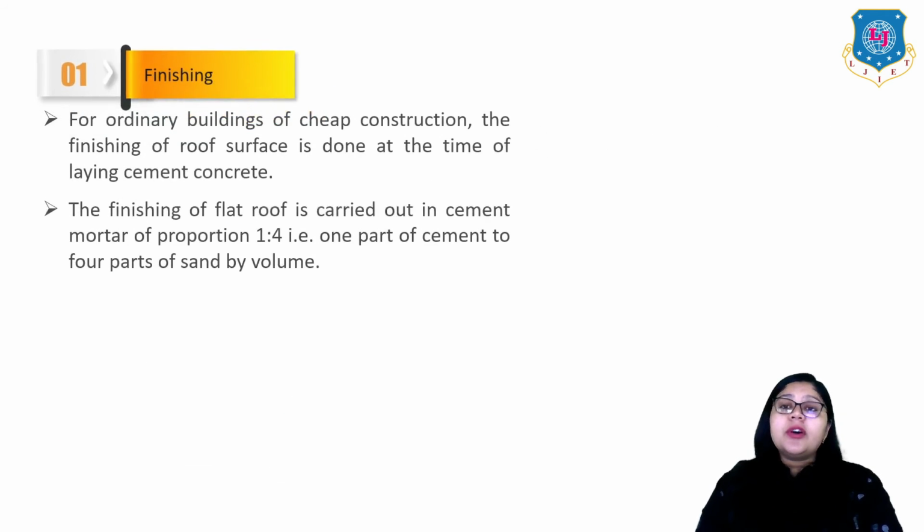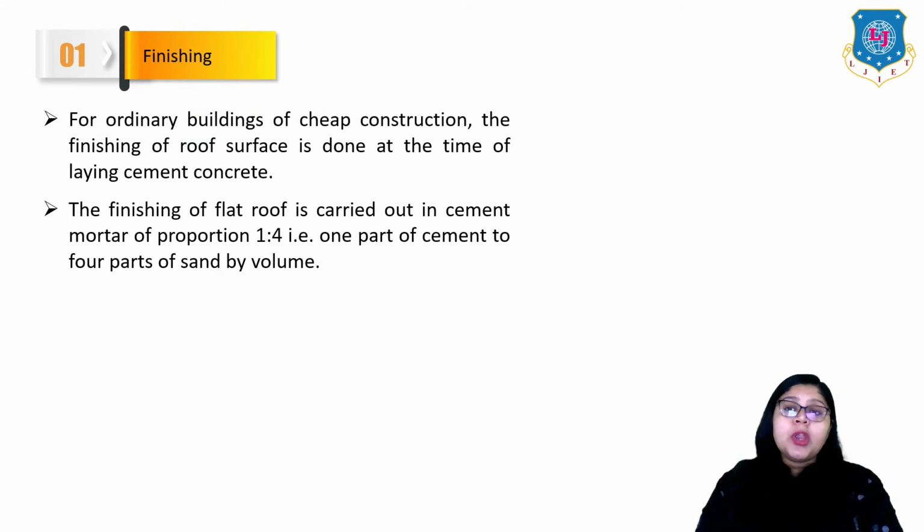So let us start with the first method, which is finishing. So we can say for ordinary buildings of cheap construction, the finishing of roof surface is done at the time of laying cement concrete. The finishing of flat roof is carried out in cement mortar of proportion 1:4. It means 1 part of cement to the 4 part of sand by its volume.